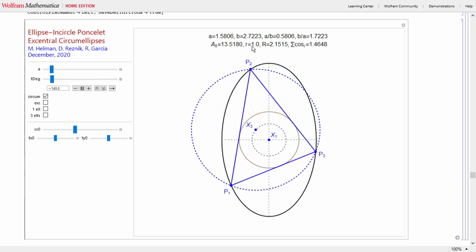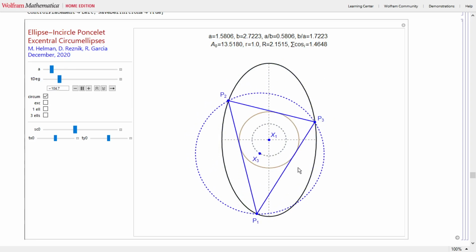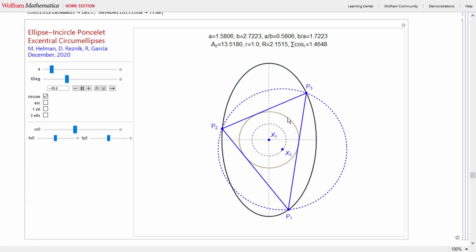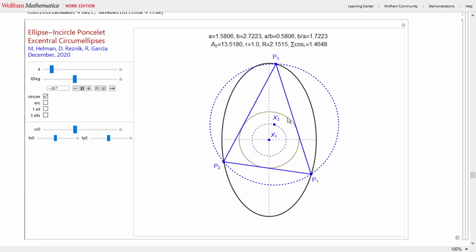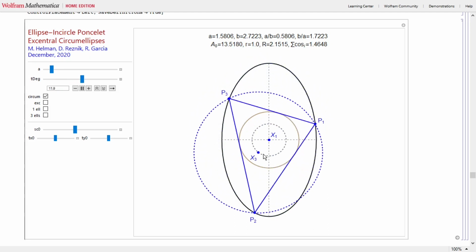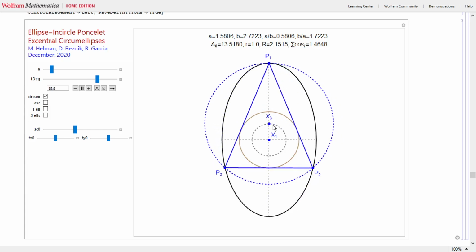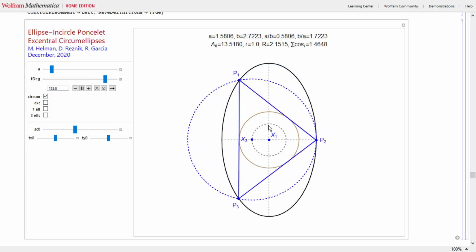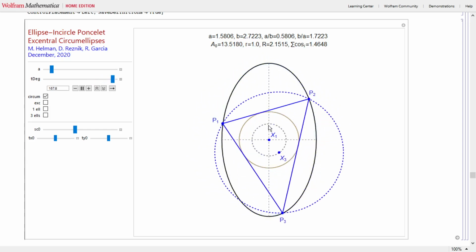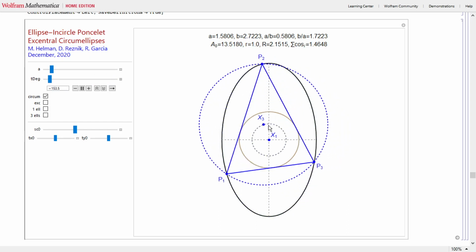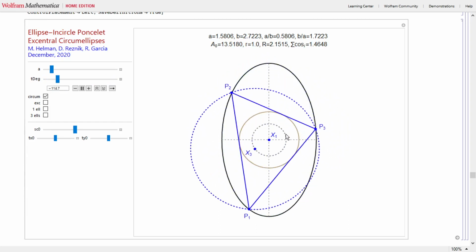By definition, small r is invariant, right? The incircle is stationary, the brown circle. Another emerging property here related to the incircle is that the circumcenter X3 moves along another concentric circle, this dashed black circle here.